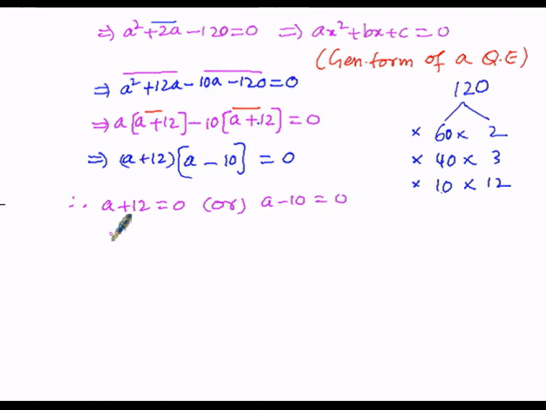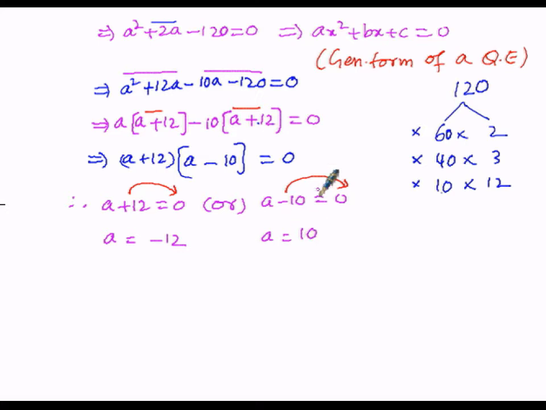So, here a equals to, when plus 12 is transposed over to the right hand side, similarly, when minus 10 is transposed over to the right hand side, we will be getting the value of a. So, here plus 12 on the other hand, we will be getting minus 12. Similarly, here a equals to minus 10 on the other hand, we will be getting plus 10.